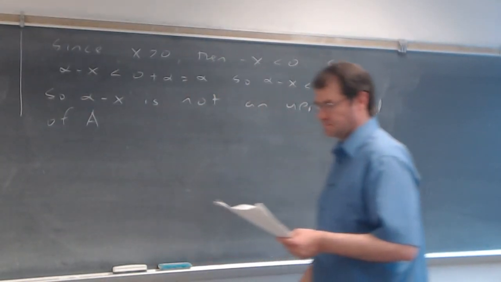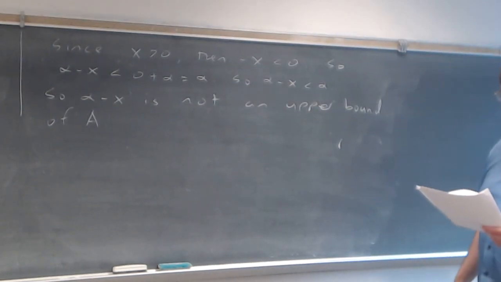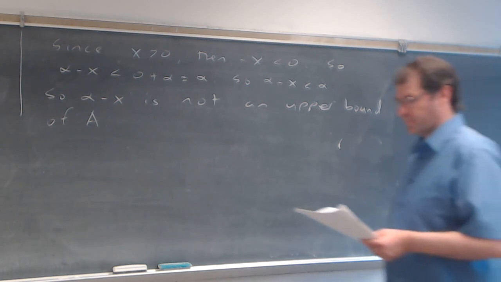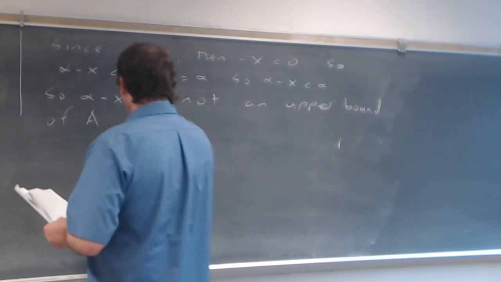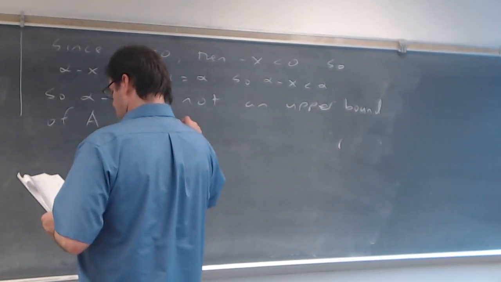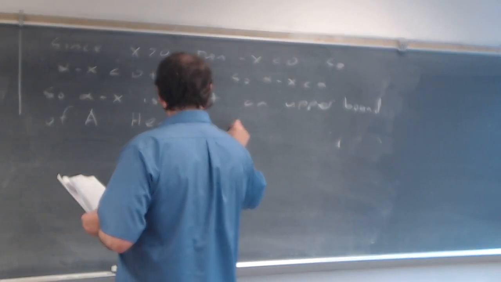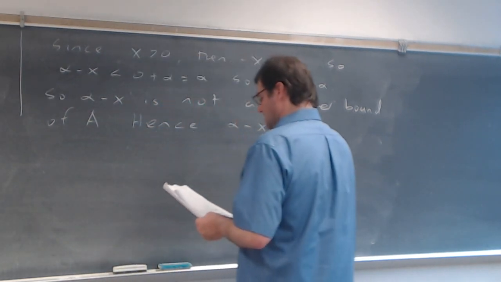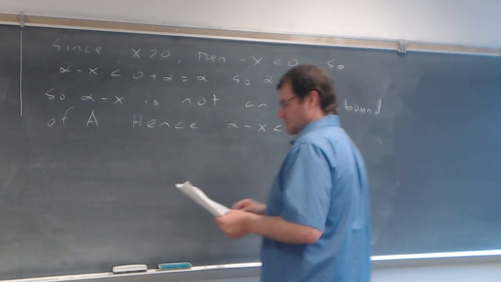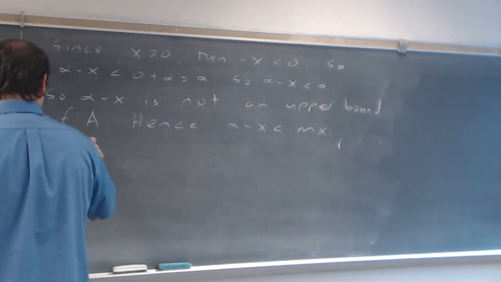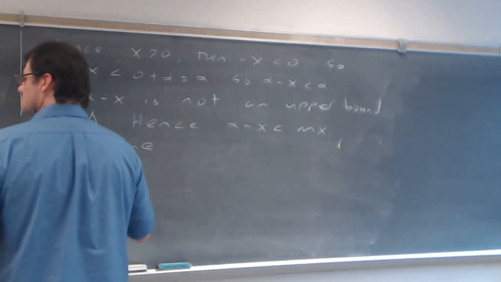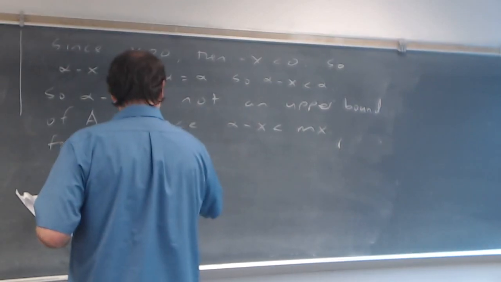And that's by the definition of alpha being the supremum. Hence, alpha minus x will be less than m times x for some positive integer m.